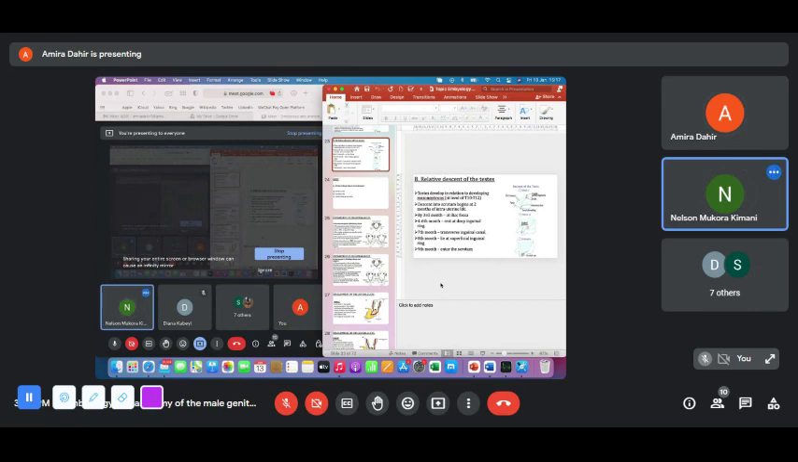Otherwise, it's a good presentation, and I don't see any questions or comments. We all need to look at that presentation again, a good one. And we also need to look at the imaging anatomy of the genitalia.